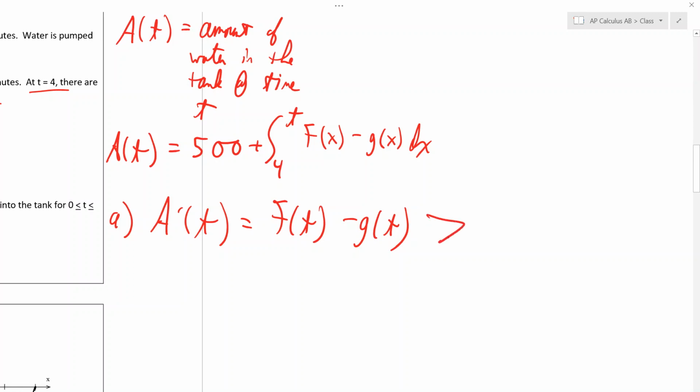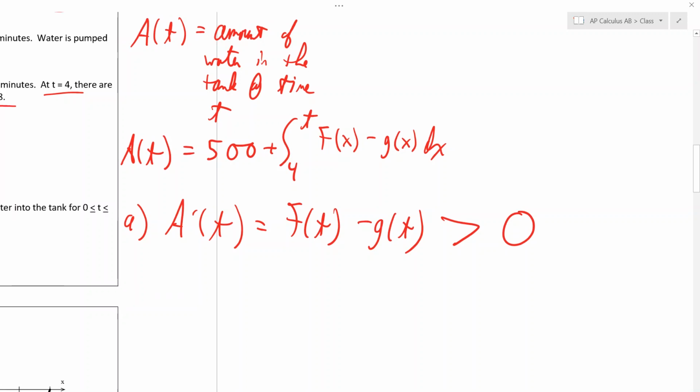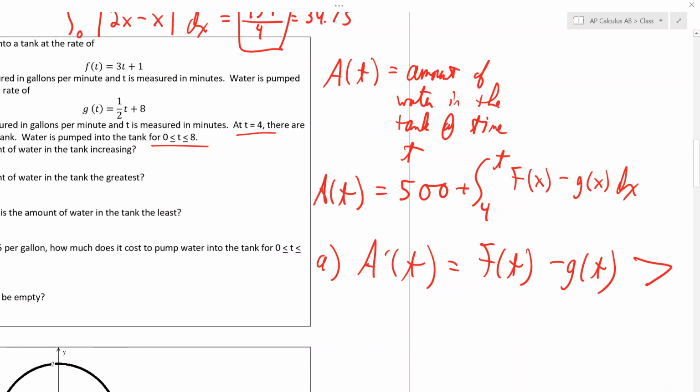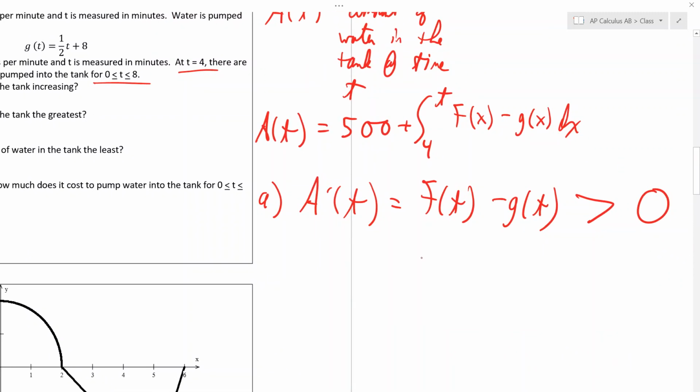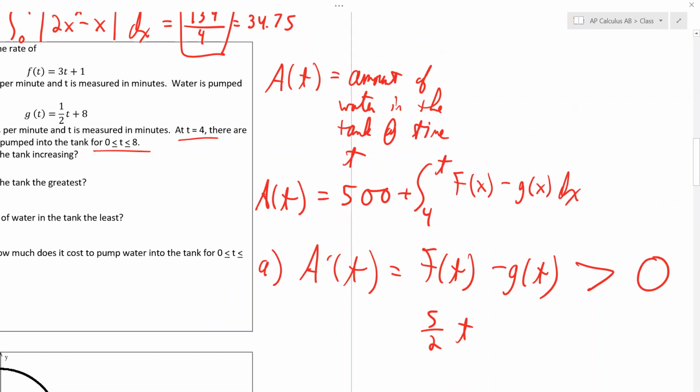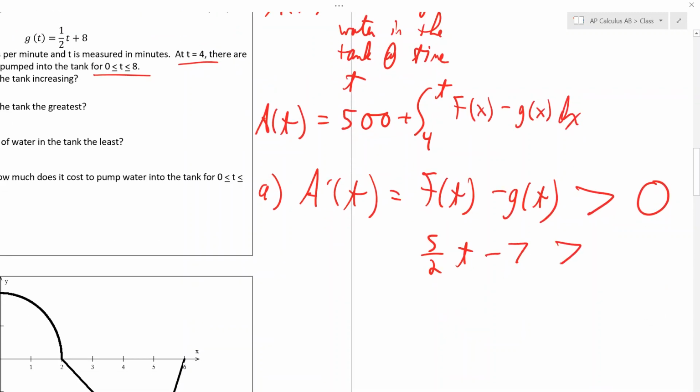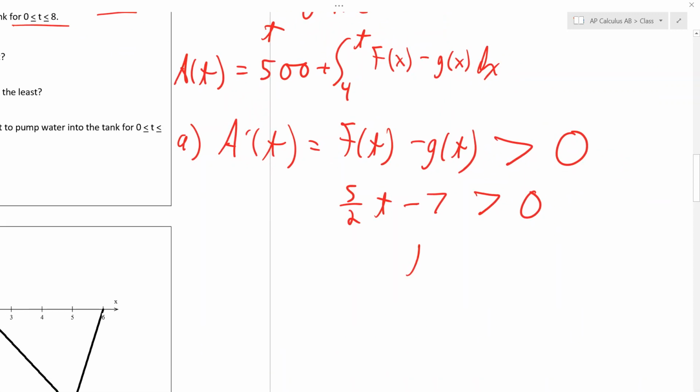We need that to be greater than 0, right? If we had a calculator, I would just graph them and see where it's positive. Without a calculator, f minus g is 3t minus a half t. What's that, 5 halves t? I'm subtracting them, and 1 minus 8 is negative 7. I need that to be greater than 0. Again, that's just f minus g. And we can solve that. That's for t greater than, what is that, 14 fifths?